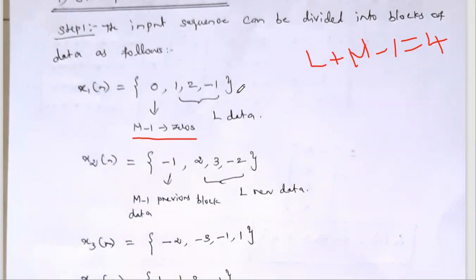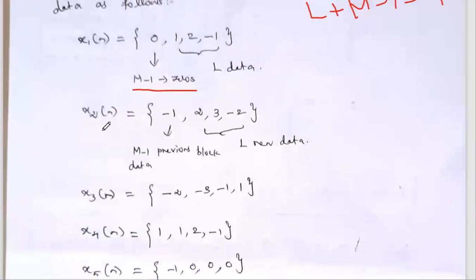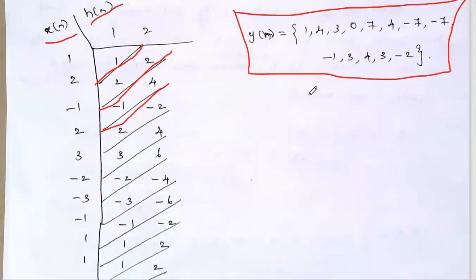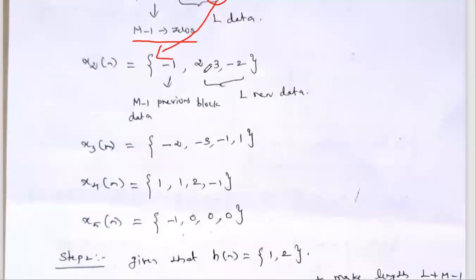by 3 new data. Similarly, x2 of n is constructed, as you already know in the overlap save method, with the first m minus 1 data being the last m minus 1 data from the previous block. In x1, which one is the last m minus 1? M minus 1 is 1. So the last one data acts as the first m minus 1 data of x2 of n, followed by L new data. The L new data is from the next set. What is the next set? 2, 3, minus 2.